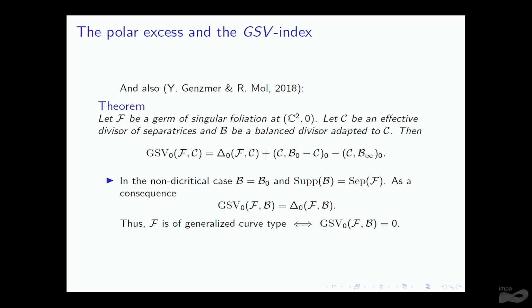In the non-critical case, the divisor of separatrices equals its zero divisor, and its support is the whole separatrix set. So as a consequence, the GSV equals the delta. In the non-critical case, the GSV calculated with respect to the divisor of separatrices, the balanced divisor, is the delta index. So F is of generalized curve type if and only if the GSV with respect to B is 0. This was already known by Brunello. Brunello had proved one direction, and Daniel Alemán and Vincent Cavalier proved the other direction.